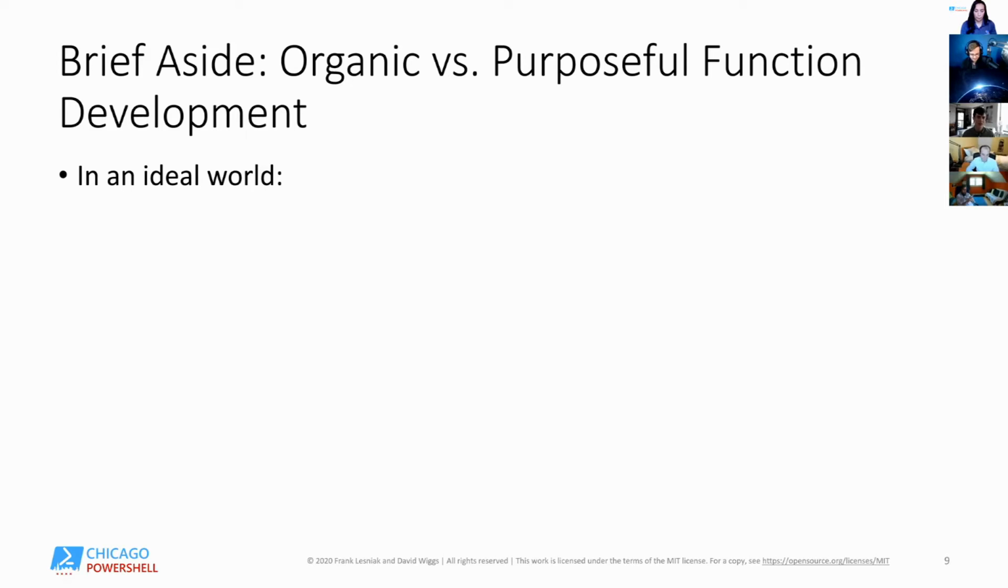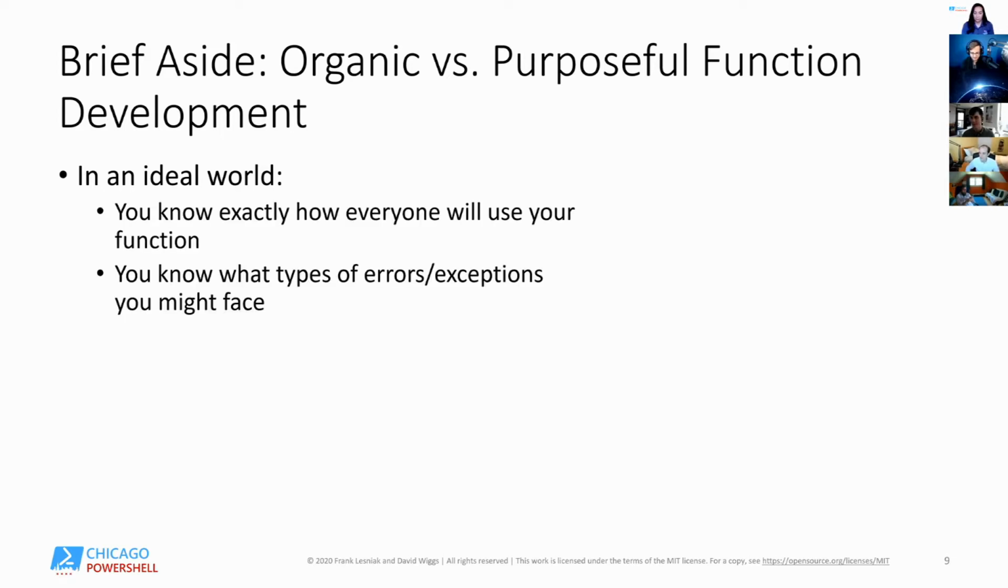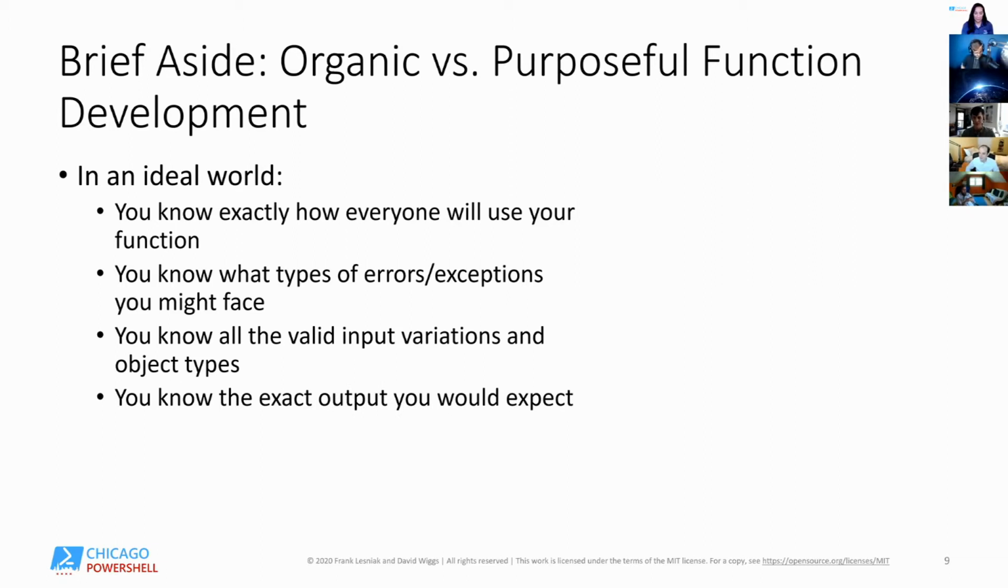And so when we know about this way that we're going to be going through our gut checks, I'm going to let Frank walk through the process of getting a script into a functional state. Yeah, thanks, David. When you think about writing functions, a lot of people will tell you it's best to set out from the beginning and think about all the things your function will do, know how everyone's going to use it, know what types of errors and exceptions you might face, know all the valid input variations and object types, so what kind of input is allowed and expected. Know the exact type of output, including what kind of output should come out when something goes wrong.